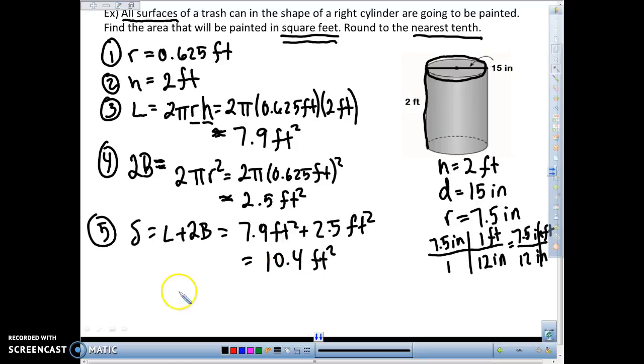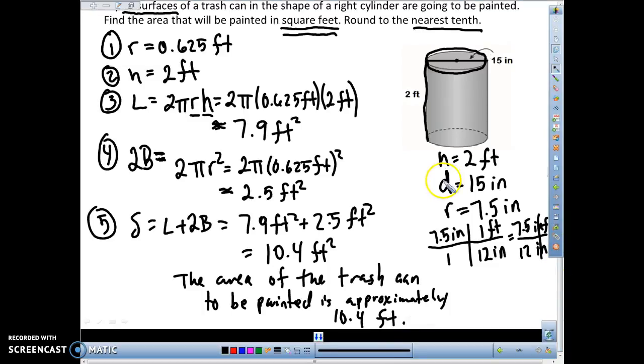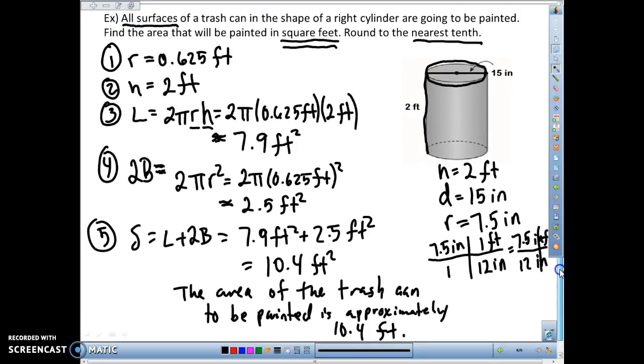And we're going to go ahead and write a sentence that states something like that. The area of the trash can to be painted is approximately 10.4 square feet. Okay, and that is an example of how to calculate the surface area of a cylinder.